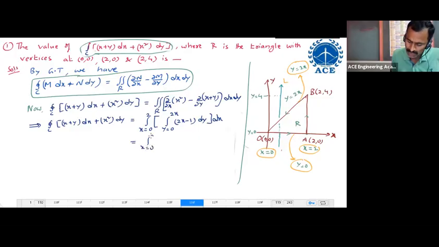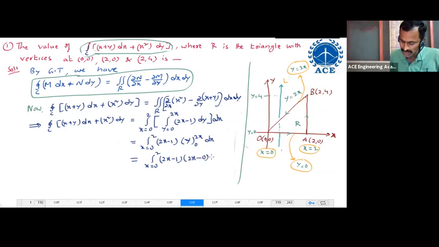Integral x equal to 0 to 2, (2x minus 1). Since the line is parallel to y, we should start the integration with y, because the variable limits are for y, from 0 to 2x. Then dx equal to integral x equal to 0 to 2, (2x minus 1) into (2x minus 0). The double integral is reduced to a single integral. We can evaluate the integral of 4x square minus 2x. The integral is 4x cubed by 3 minus 2x square by 2 from 0 to 2.